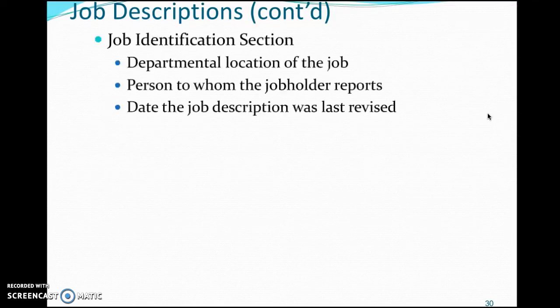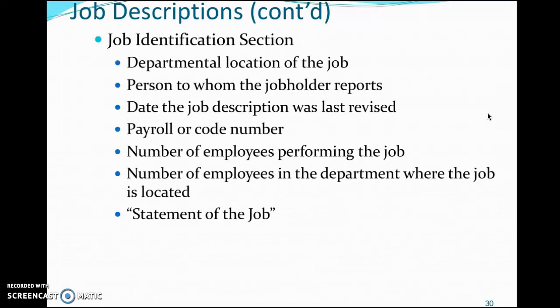The job identification section, well, all of these things could be found there, okay? Where the job is located. Now that's an important one, because I might be an admin assistant in marketing, or I might be an admin assistant to the CEO's office. My job may vary a little bit because of that. So which department the job is located in. Most critically, who does that job holder report to? It is very important that we get the reporting relationship written down on a job description so that there's no ambiguity about who the person reports to.